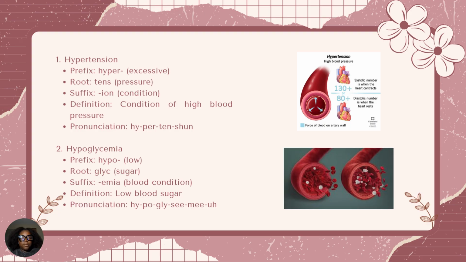Second, we have hypoglycemia, and it is low blood sugar. The prefix is hypo, meaning low. The root word is glyce, meaning sugar, and the suffix is emia, meaning blood condition.